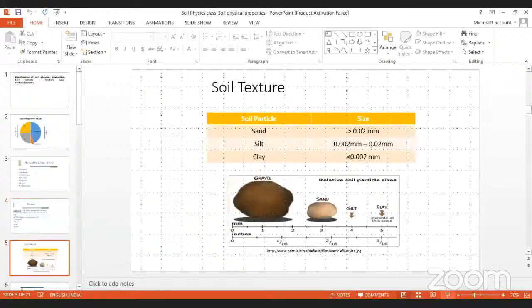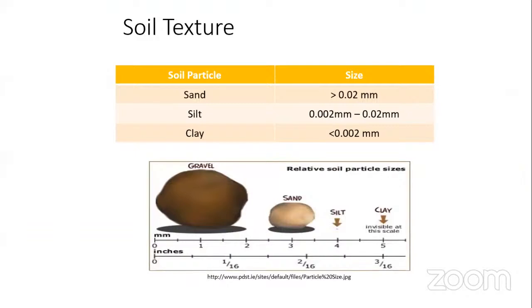Now, what is soil texture? Soil texture is the relative distribution or relative proportion of primary soil particles. What are the primary soil particles? They are sand, silt, and clay. They have been classified based on their size. The relative proportion of the distribution of sand, silt, and clay in a soil at a given time is called soil texture.